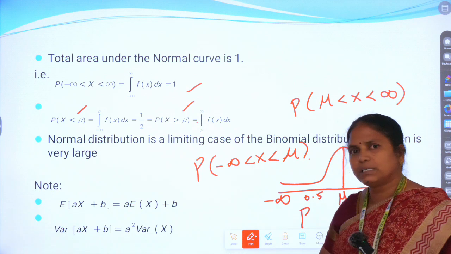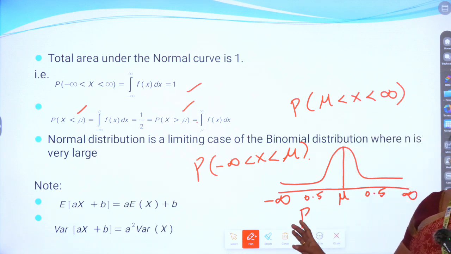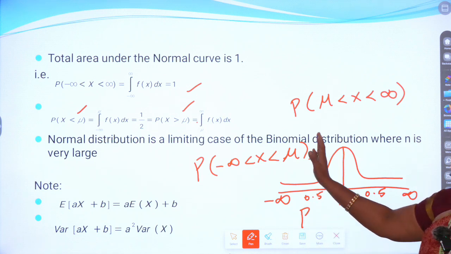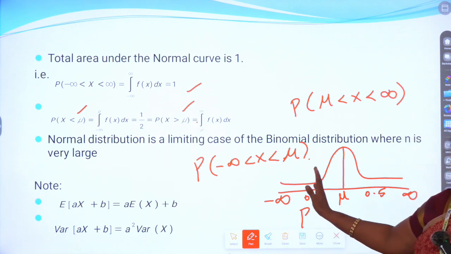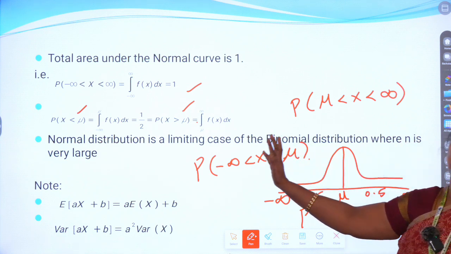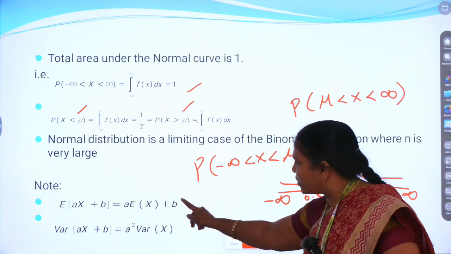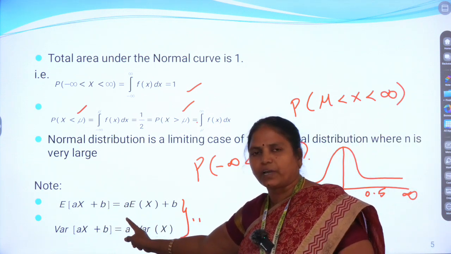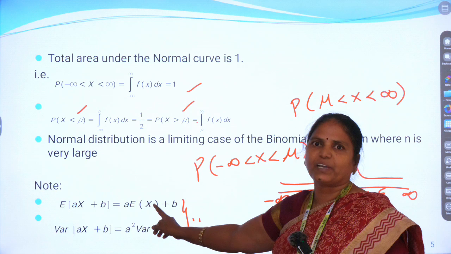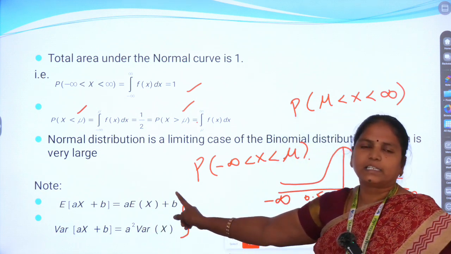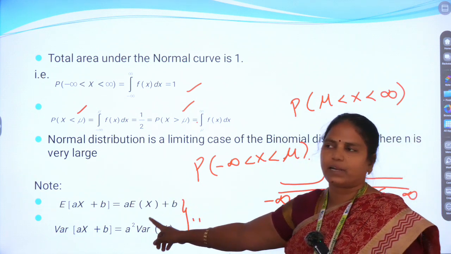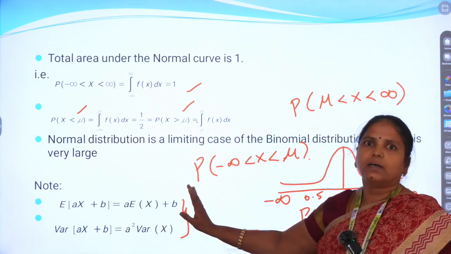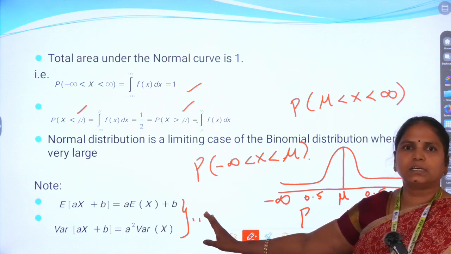And the next property is the limiting case, that is, normal distribution is the limiting case of binomial distribution. It is nothing but the approximation of binomial distribution when n is very large. These are the important concepts you have to learn. That is, expectation of ax plus b is a into expectation of x plus b, which means expectation of a constant is the constant, whereas the variance of ax plus b is a square into variance of x, but the variance of the constant term is 0.